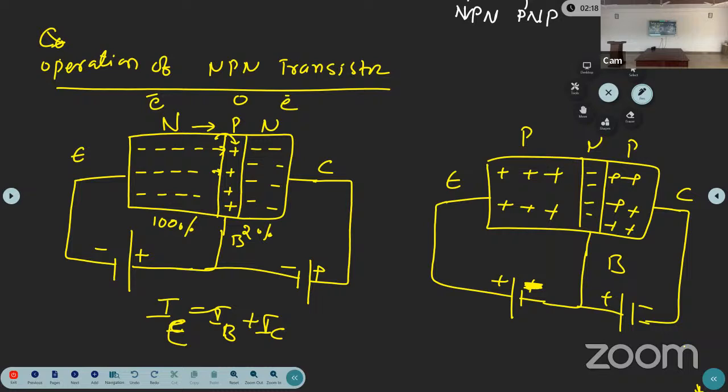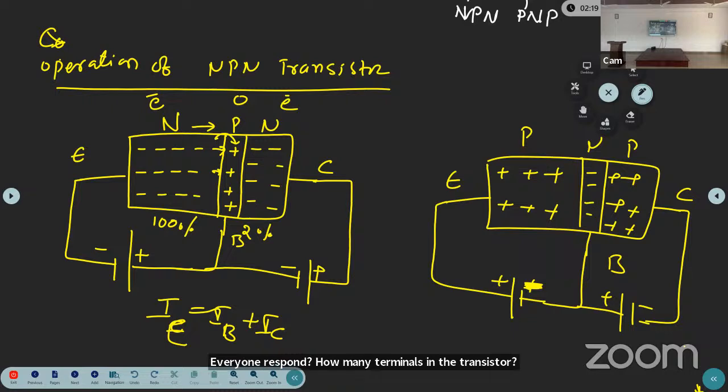Yes, hello. So how many terminals in the transistor? Respond. How many terminals in the transistor? Three terminals. What are the three? Everyone respond.